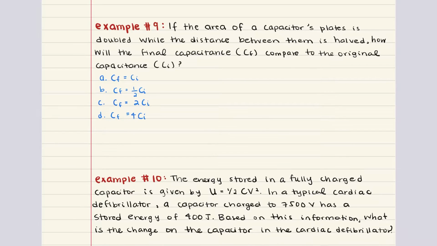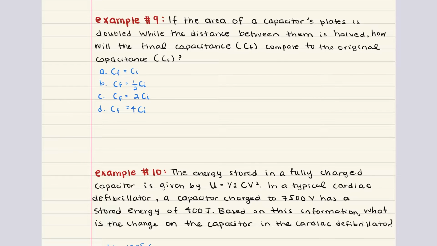Let's move on to problem 9. Problem 9 says if the area of a capacitor's plates is doubled while the distance between them is cut in half, how will the final capacitance compare to the original capacitance?